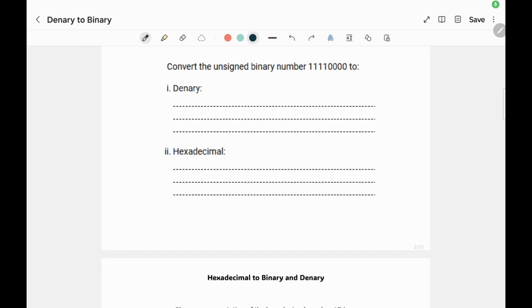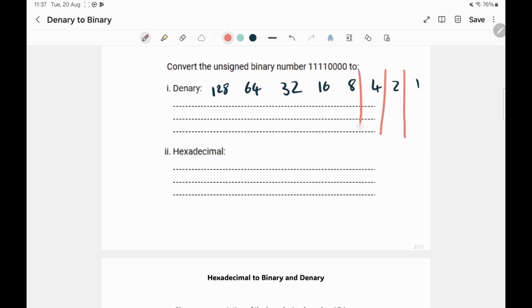You're going to be given a binary number, which you've got to then convert into denary and hexadecimal. So we need to draw our grid. We've got 128, 64, 32, 16, 8, 4, 2, 1. Now I'll just draw some lines in. You don't need to do this, but especially working on a tablet, it's a little bit easier to read. Then we need to add those numbers in. So we've got 1, 2, 3, 4, 1, 2, 3, 4.